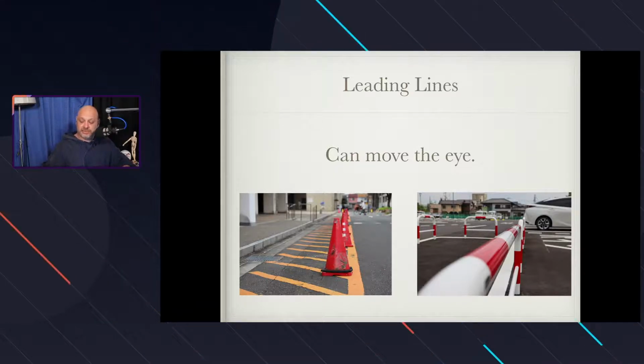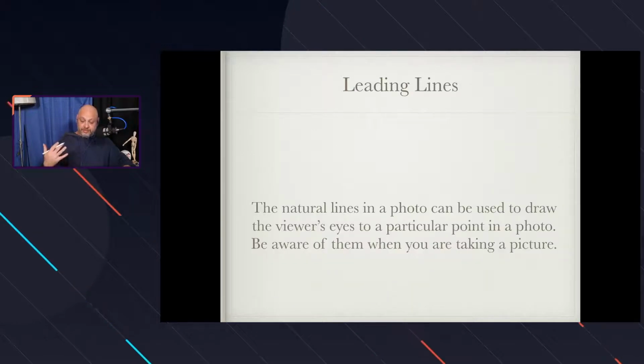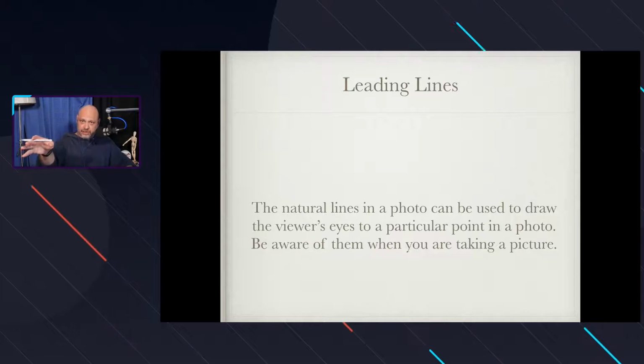And I think it's an interesting photo. I took about 4 or 5 of these trying to figure out the best way to get some foreground and some background. Anyway, the point is the lines can move your eye and get you to a particular point. The wheel, the back end of the car, something like that. Right? So the natural lines in a photo can be used to draw the viewer's eyes to a particular point in a photo.